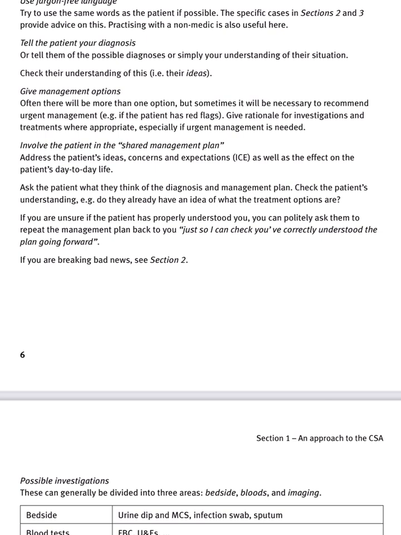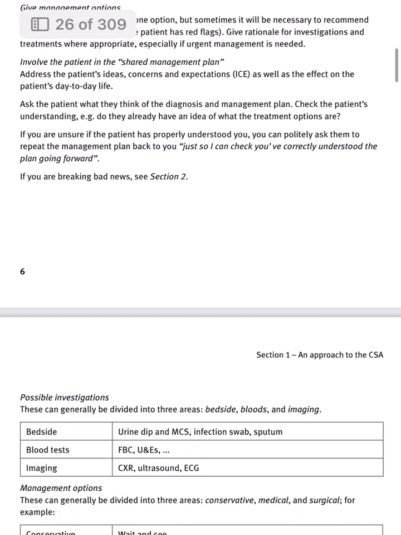Involve the patient in the shared management plan. Address the patient's ideas, concerns, and expectations, as well as the effect on the patient's day-to-day life. Ask the patient what they think of the diagnosis and management plan. Check the patient's understanding. For example, do they already have an idea of what the treatment options are? If you are unsure if the patient has properly understood you, you can politely ask them to repeat the management plan back to you, just so I can check you have correctly understood the plan going forward.